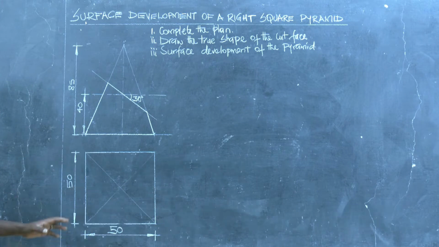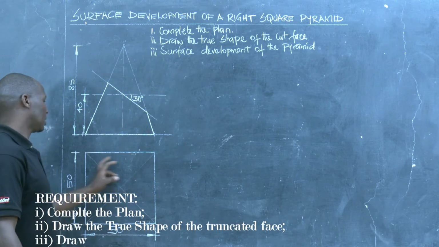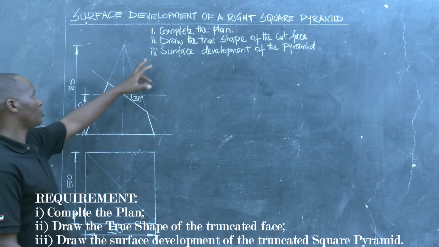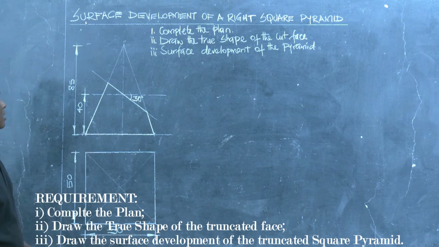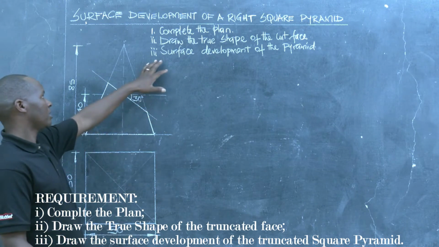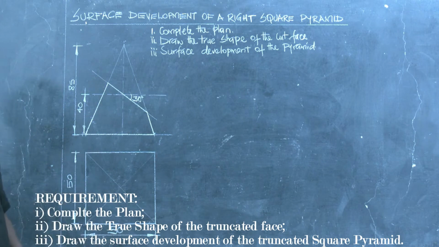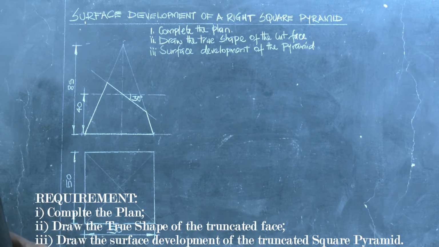So our requirement today is to complete the plan of the truncated pyramid. Then we'll also be required to draw the true shape of the cut face. And finally, we come up with the surface development of the truncated right square pyramid. Those are the three things that I will be showing you how to draw in this tutorial.